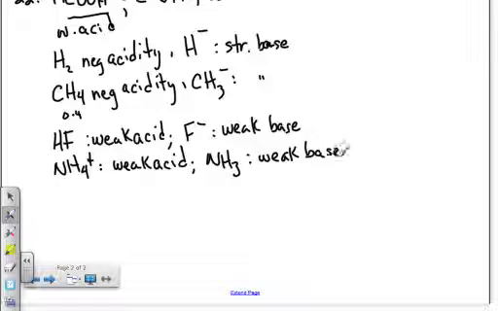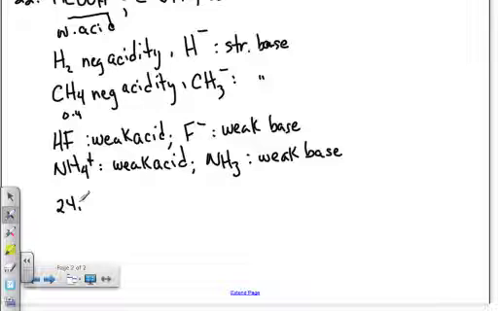All right, so just a little bit more practice on identifying acids and bases and thinking about strength and so on. All right, let's go on to 24. 24 says, which of the following is the stronger Bronsted-Lowry acid?